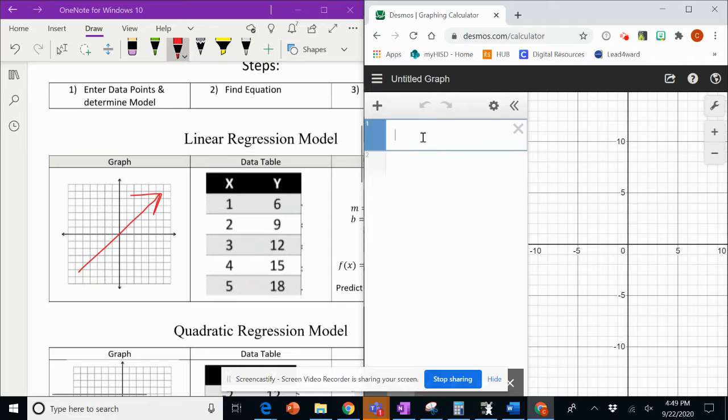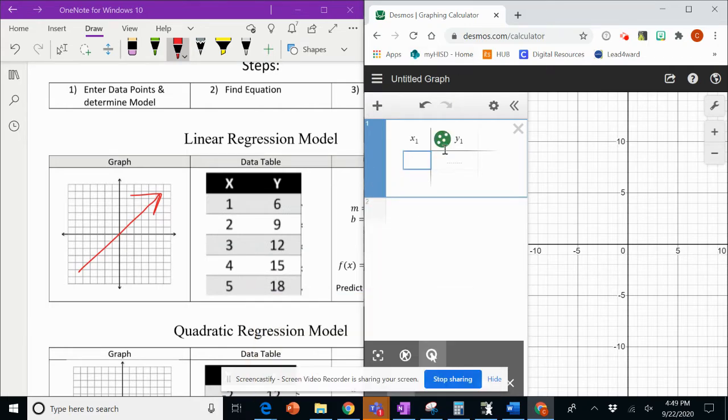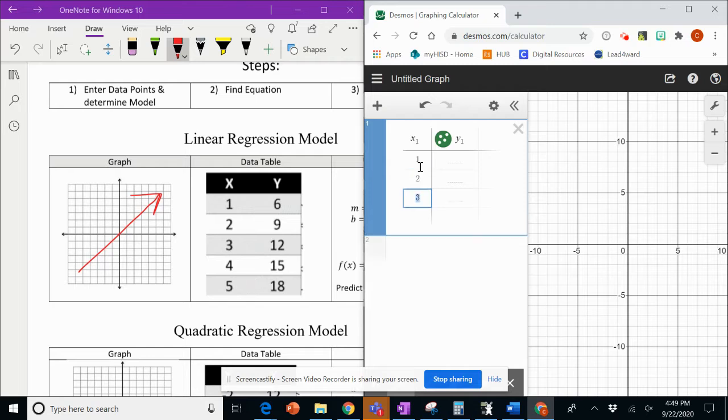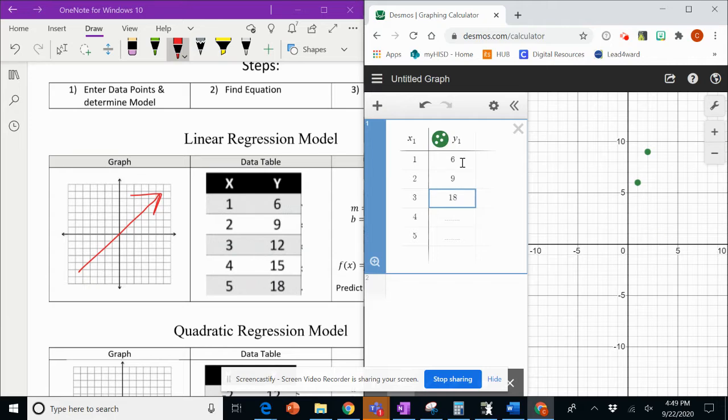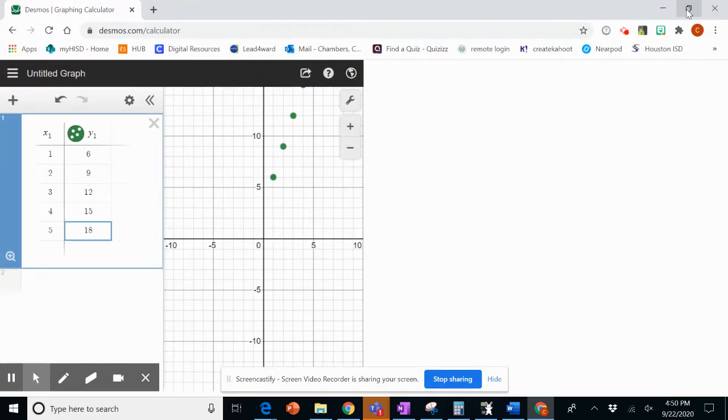So to enter a data table, we're going to click this button, and then we're going to choose table. All right, so for our x values, we're going to put all our x values in. So 1, 2, 3, 4, and you see it's automatically put my numbers in there for me, all the way to 5. And then for y, we're going to put in our y values, 6, 9, 12, 15, and then 18.